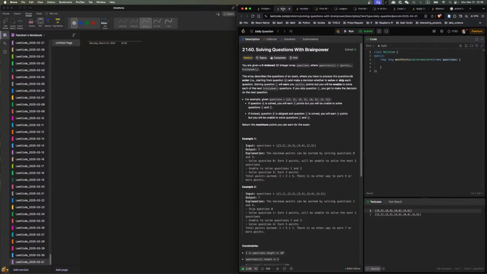Just feels like DP to me, right? Because each one you have two options. You either solve it or you skip it. So if you solve it, then you just go down. If you don't solve it, then you call the other one. So dp[i] is the maximum score from i towards the end. That's dp[i], right? And each one you just decide whether you want to solve it or you don't want to solve it.